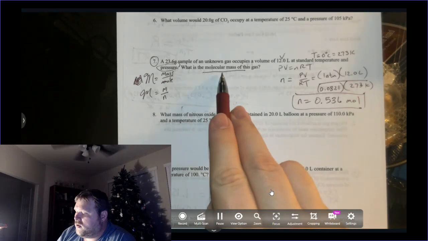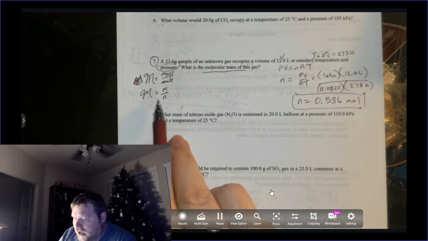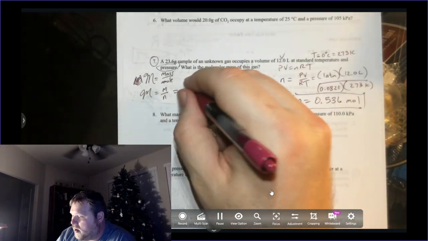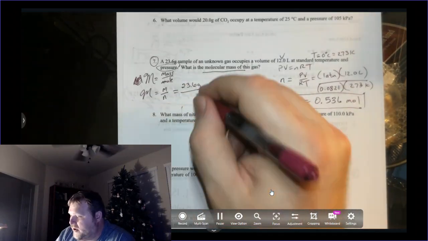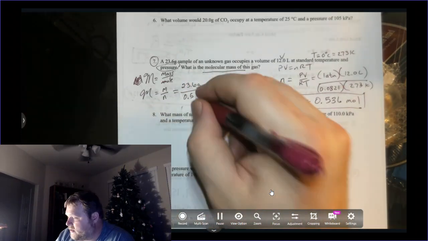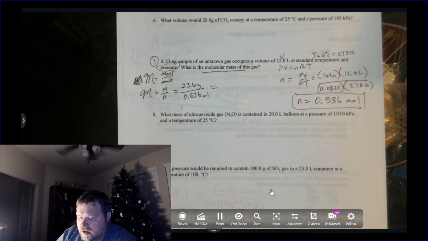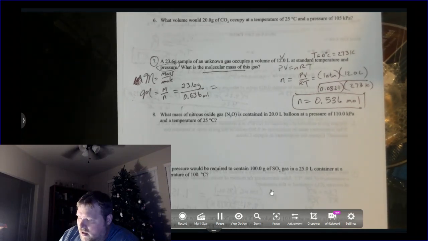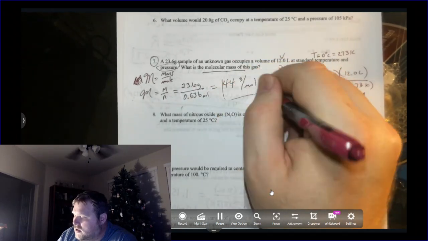But to get the molar mass of this gas, I'm going to go back to this definition. We know molar mass is mass over moles. So we have from the problem 23.6 grams, and we just calculated that means there are 5.536 moles. So just solving that one real quick, this gas is 44 grams per mole.